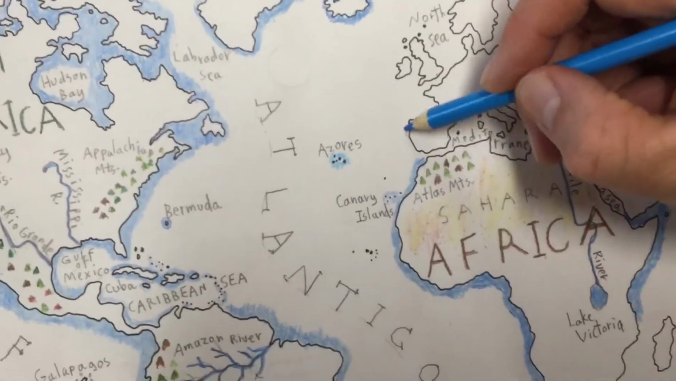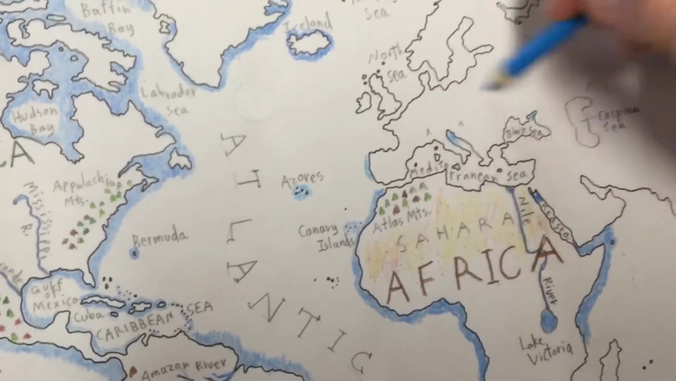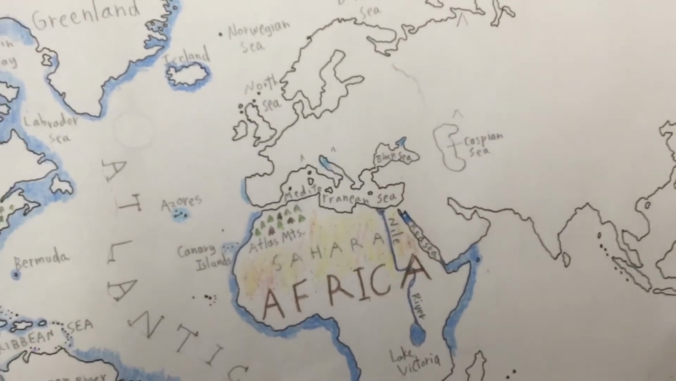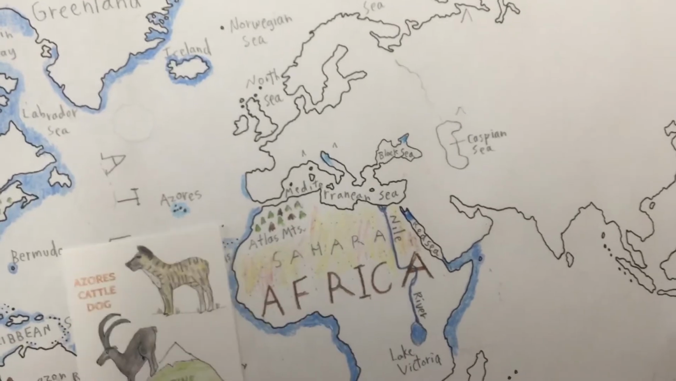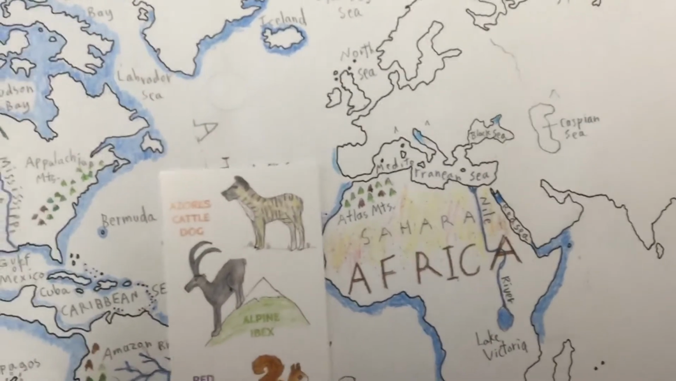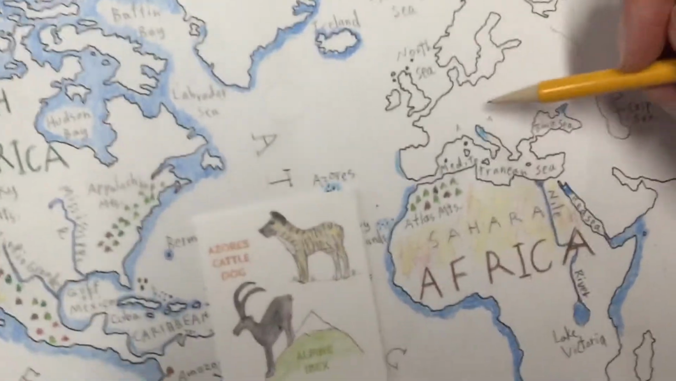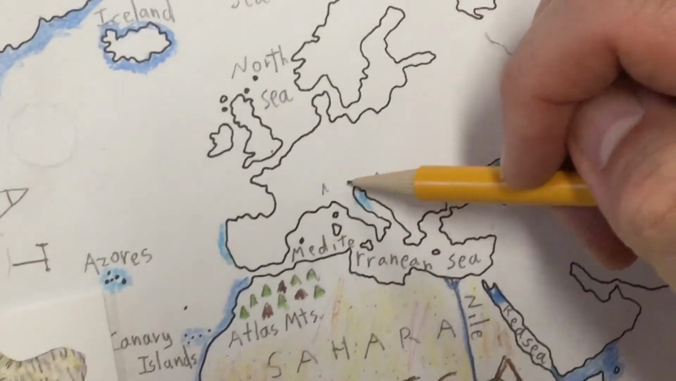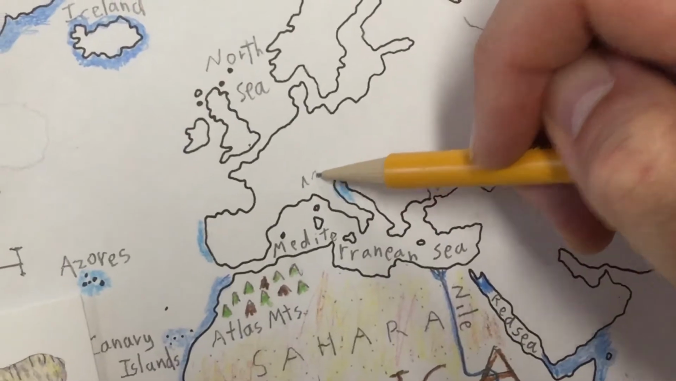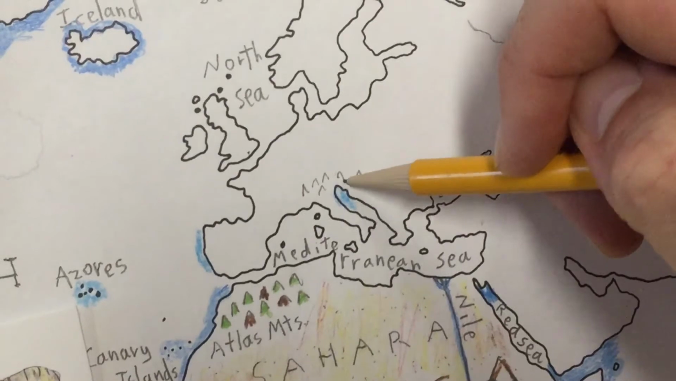And eventually you can go along the coastline of Europe. We're going to be labeling Europe and Asia today too. Okay, let's see, what's next? The Alpine Ibex. That's a mountain-dwelling animal, kind of like a goat with big horns. You can find those in the Alps of Europe, which is, here's Italy. And just draw the small range of Alps right above Italy there, like that.